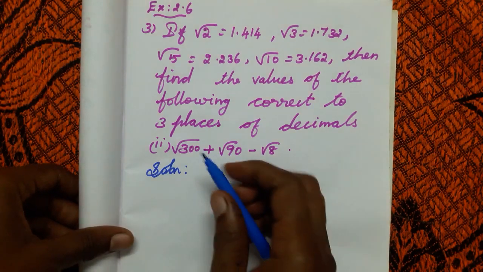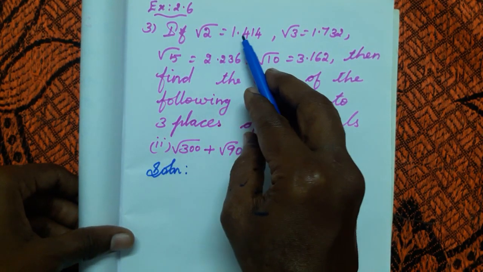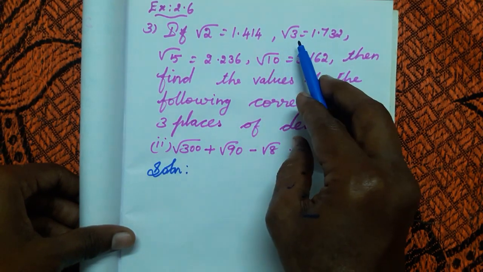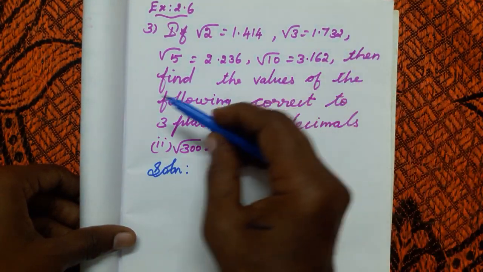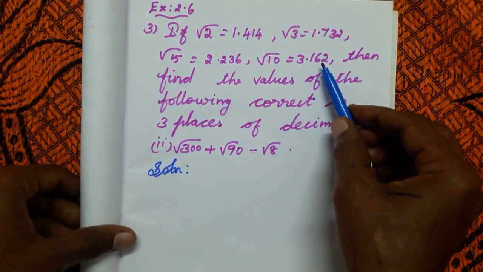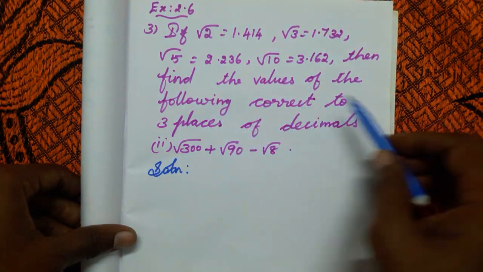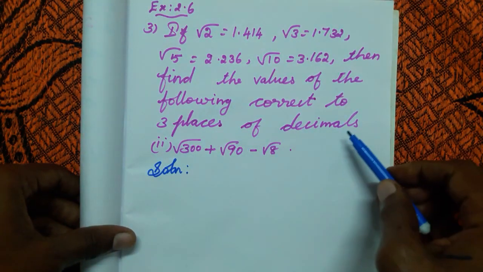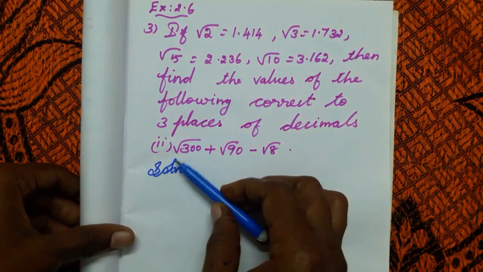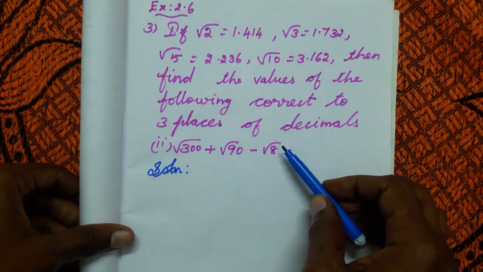Now I am going to explain exercise 2.6 third problem. If root 2 is equal to 1.414, root 3 is equal to 1.732, root 5 is equal to 2.236, root 10 is equal to 3.162, then find the values of the following correct to 3 places of decimals. Root 300 plus root 90 minus root 8.